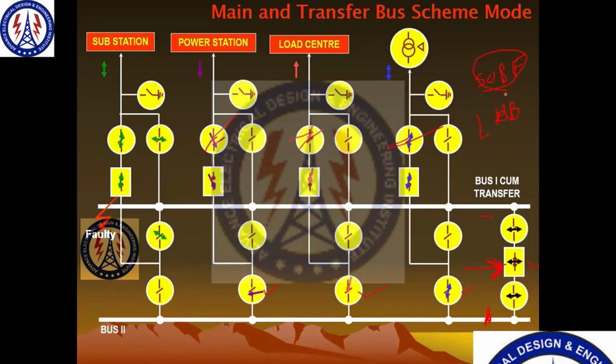The timer will start once the trip happens, so automatically the initiation will be started. It will wait for 200 milliseconds. Then after 200 milliseconds, it will check again whether the current or the voltage is still flowing. If yes, it is flowing, then automatically it will give a command, and all these circuit breakers will be in trip condition.